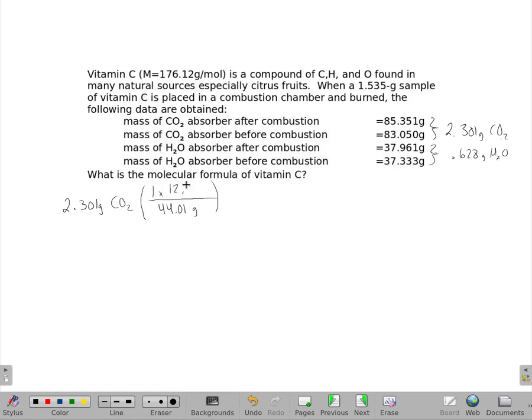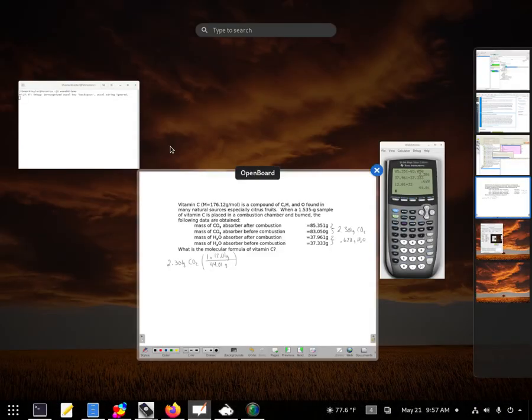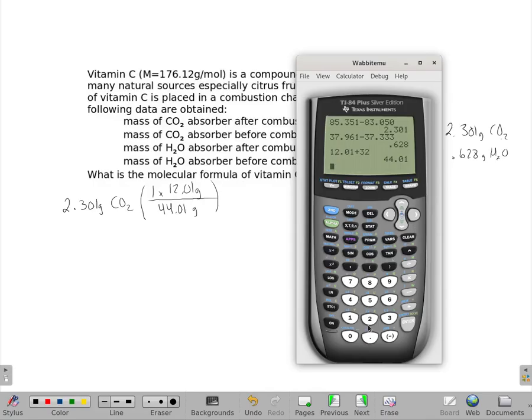That weighs 12.01 grams. This is almost like a mass percent of the CO2. That's actually what it is. We're just using it as a conversion factor. So times 12.01 divided by 44.01, we have that this is a mere 0.6279 grams.